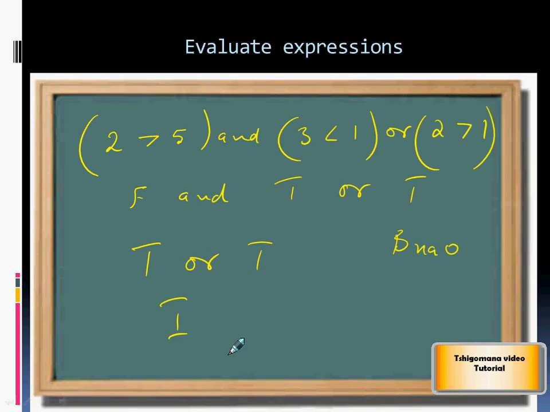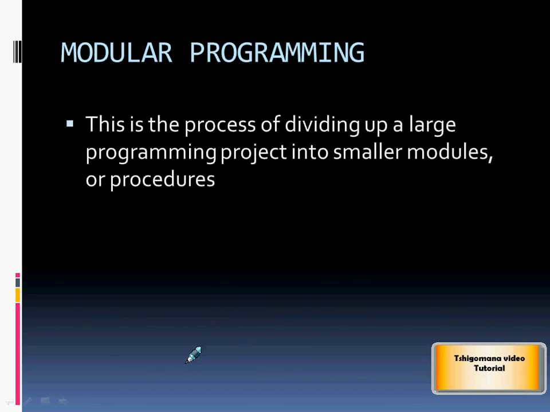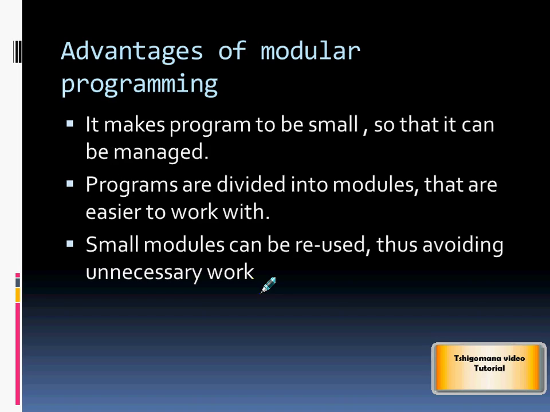Now let us look at what we call modular programming. Modular programming is the process of dividing up a large programming project into smaller modules or procedures. Let me repeat this for the sake of effect. Now, advantages of modular programming: it makes the program small so that it can be managed. Programs are divided into modules that are easier to work with. Small modules can be reused, thus avoiding unnecessary work.